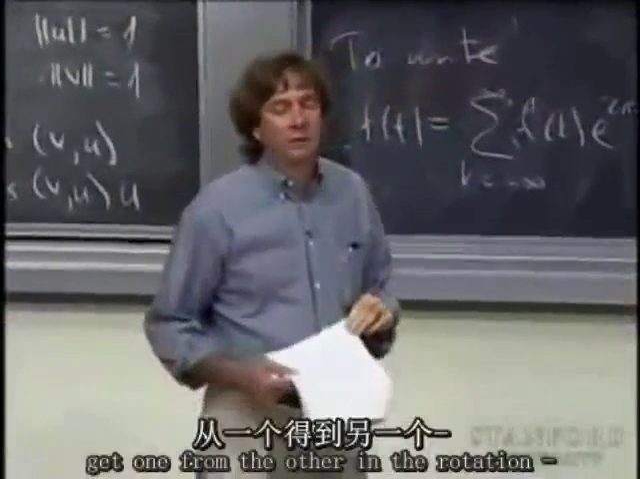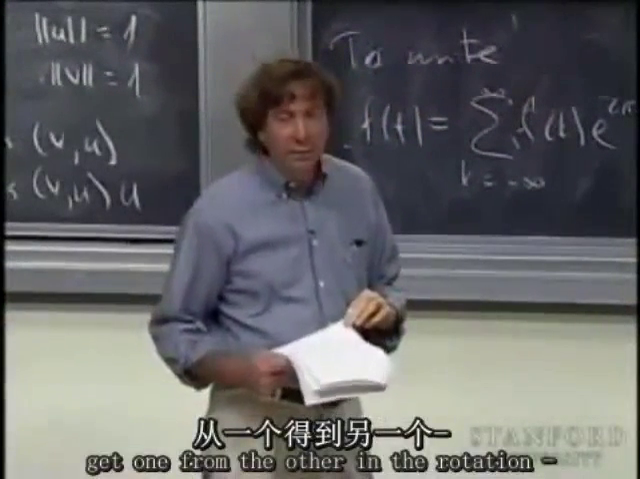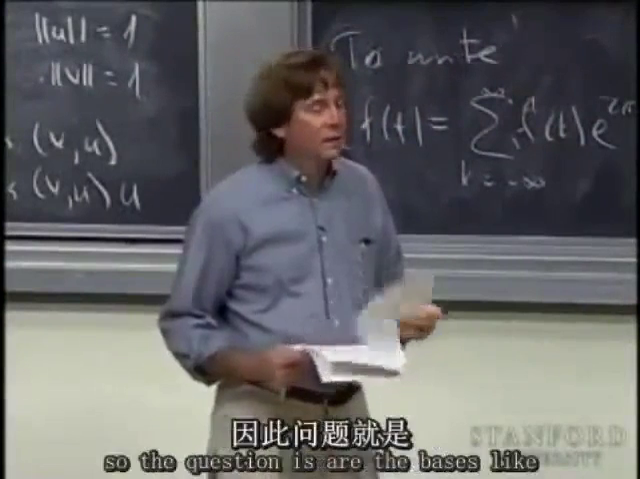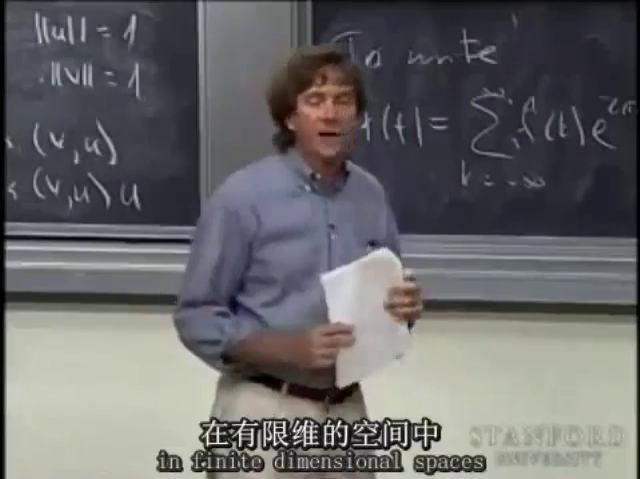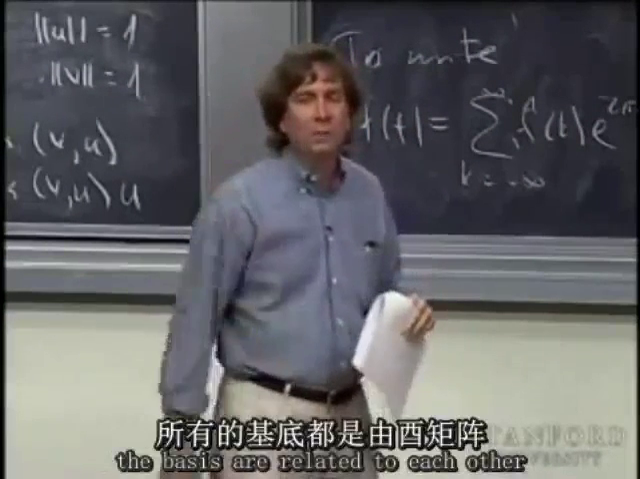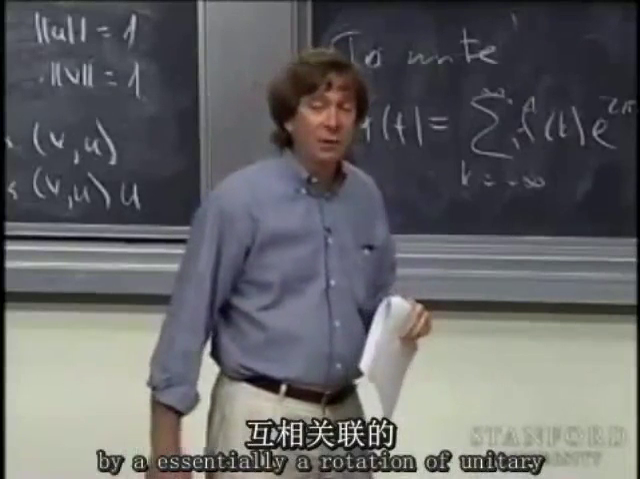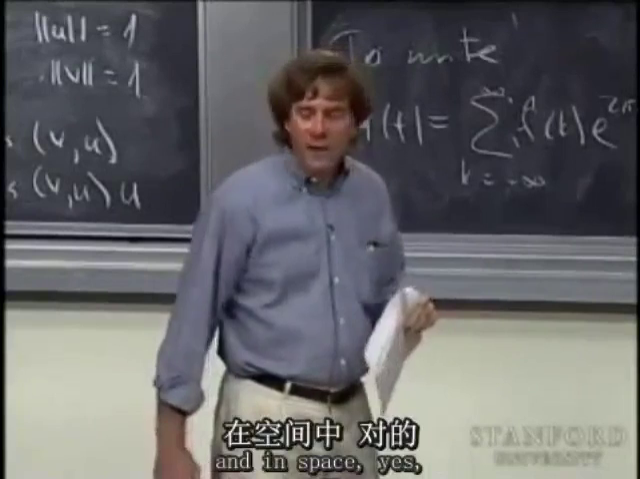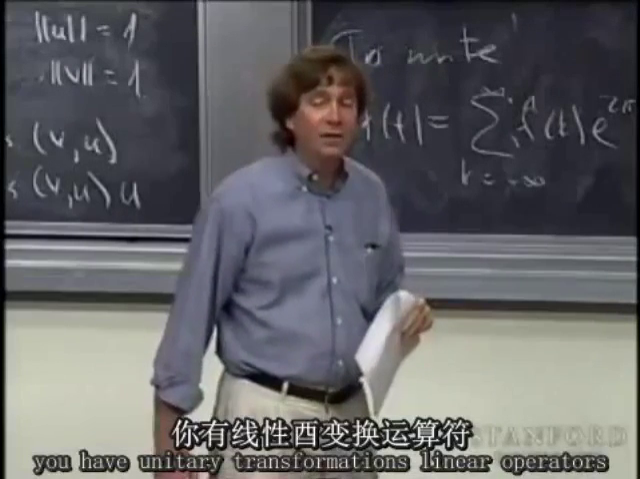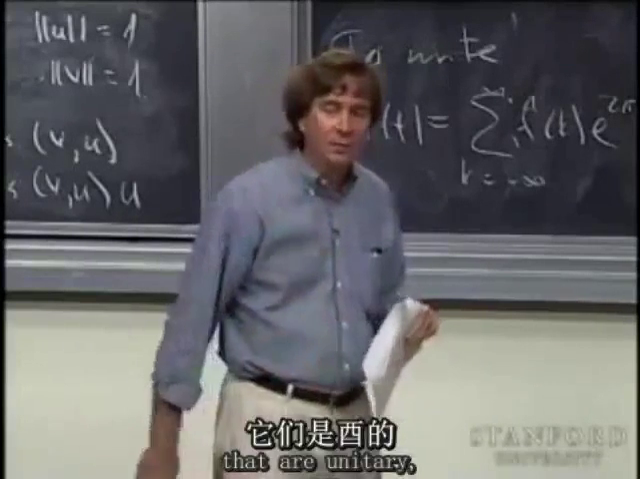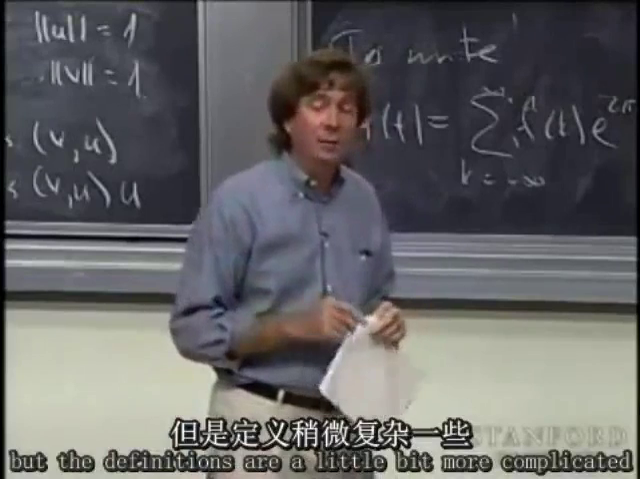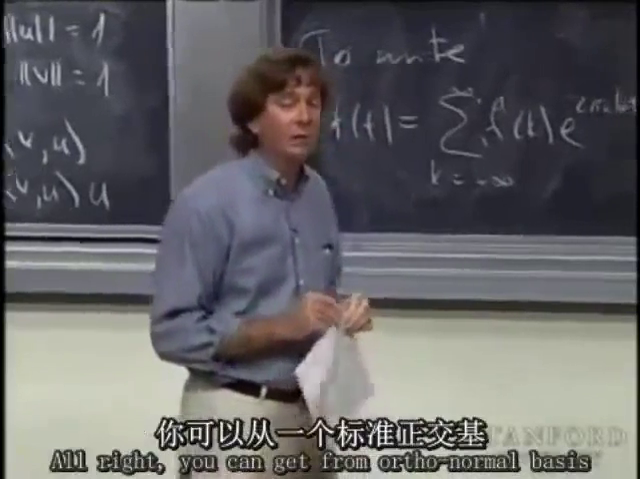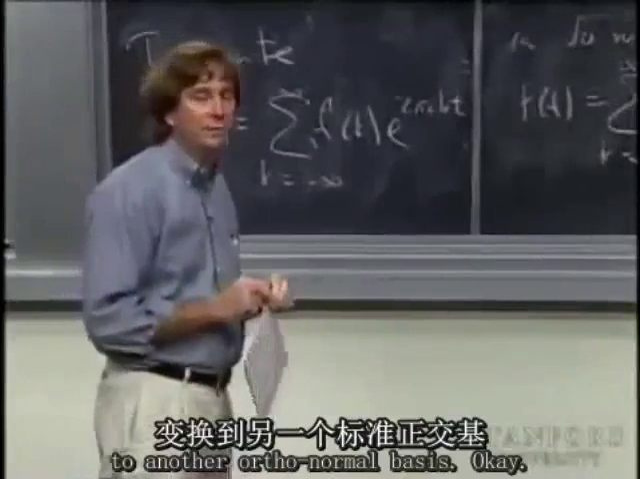In the sense that you can't get one from the other by a little rotation, like you think of a vector. Well, it's more complicated. So the question is, in finite dimensional spaces, the bases are related to each other by essentially a rotation, a unitary or orthogonal matrix. And in this space, yes, you have unitary transformations, linear operators that are unitary, but the definitions are a little bit more complicated. But you have similar sorts of things. You can get from one orthonormal basis to another orthonormal basis.